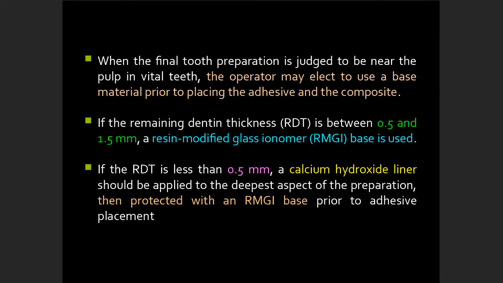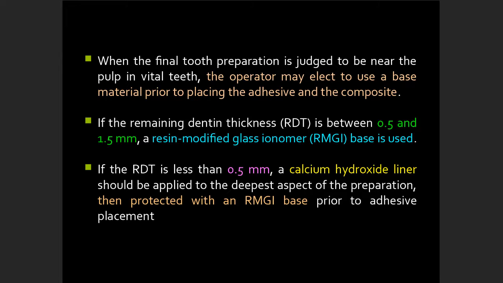Now, whenever we are doing deep cavities, we have to see how deep we are going, how much is the remaining dentin thickness. If you think the remaining dentin thickness is between 0.5 to 1.5 millimeter, a resin modified glass ionomer base is applied.